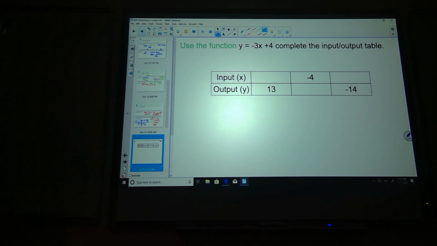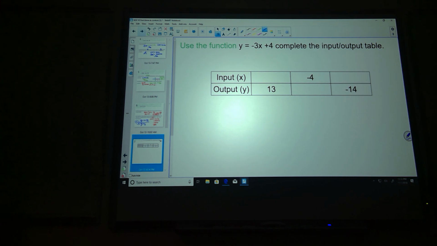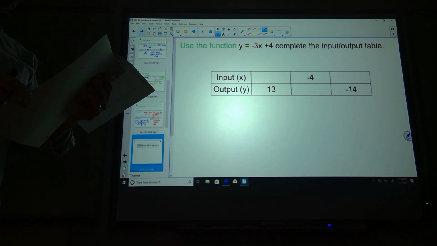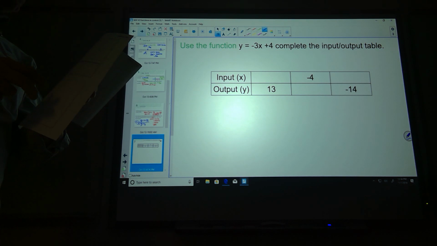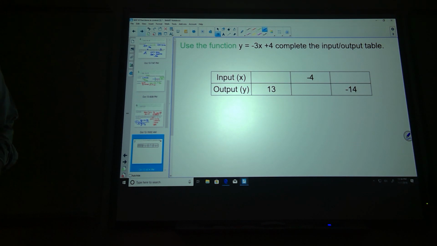Hey, so we have this chart. We have y equals negative 3x plus 4. And then we have an input-output table. So we just said the input was what? We don't have this? I don't see the number. It didn't print out. I'm sorry. You might have to generate the chart.